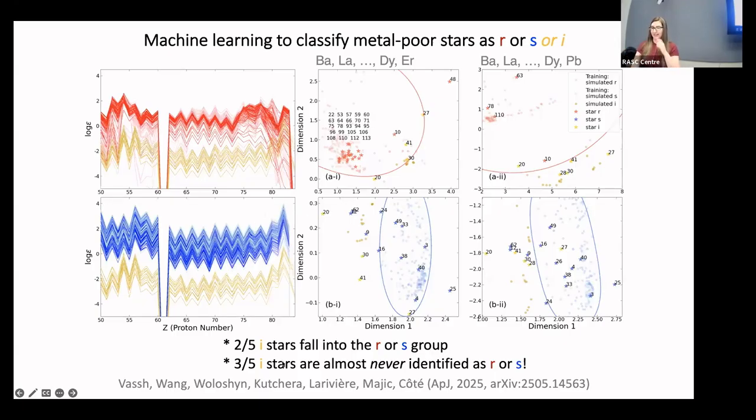So what we found is that essentially 2 out of 5 stars are probably in the R group or the S group. They've just been misclassified because people weren't looking at a deep enough bench of patterns. However, 3 out of 5 of those stars that we looked at almost never wanted to identify as being S or R. So this is the first independent confirmation from a machine learning toolkit that says, hey, I don't think those can be S or R. Looks like something beyond the R and the S is going on here.